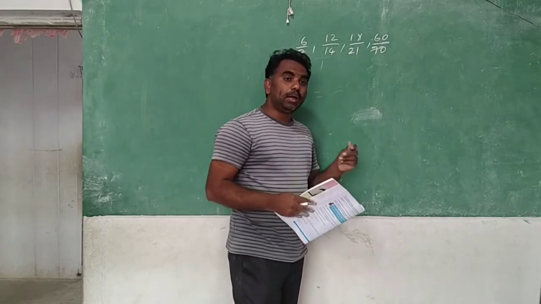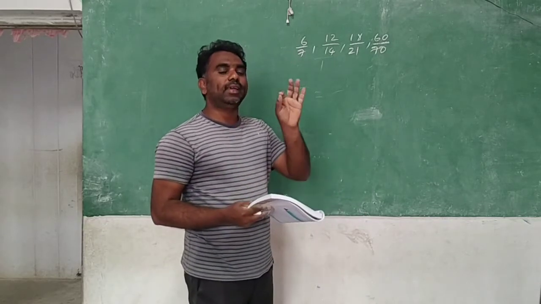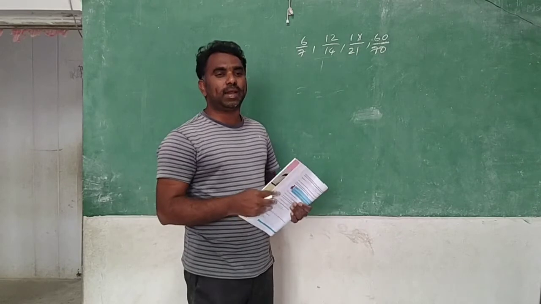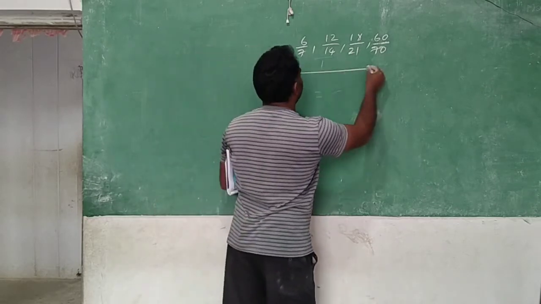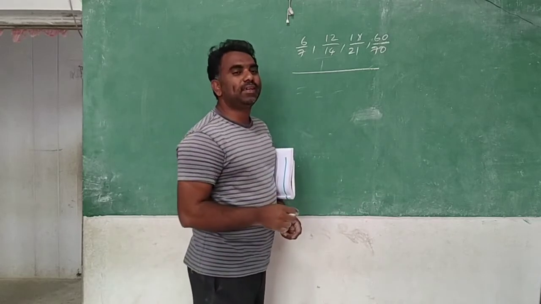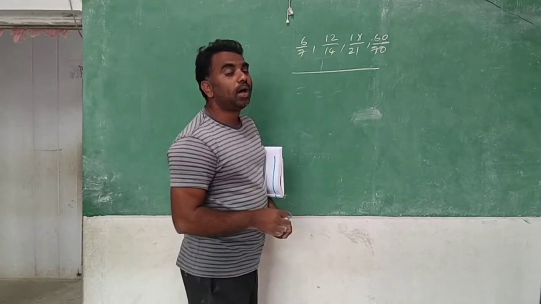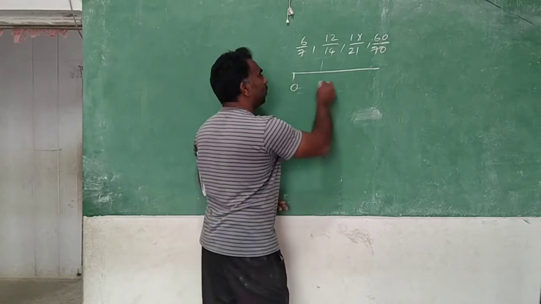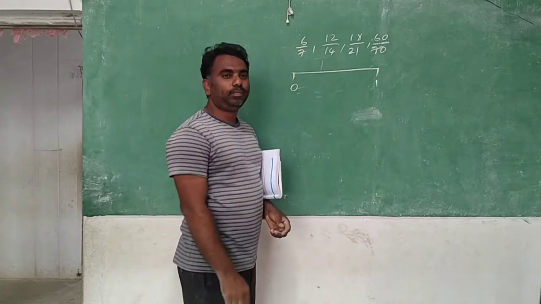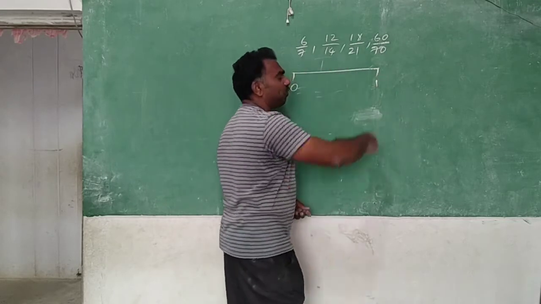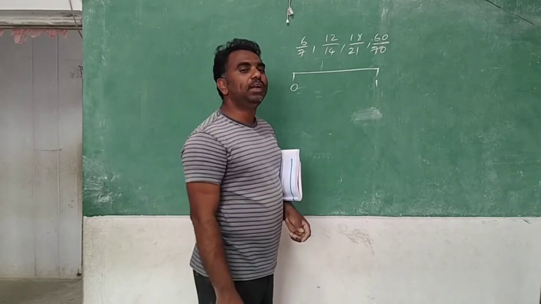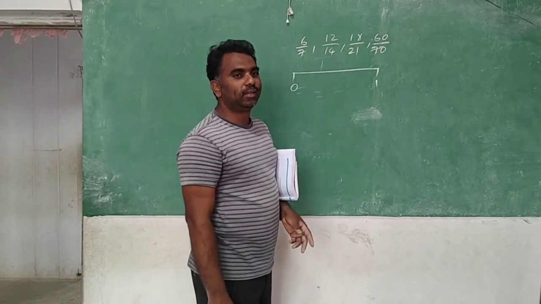And I am asking the question, are they representing the same point on the number line? You see, what is the meaning of number line? You know that it will show. 6 by 7 is what? Proper. Proper means it is in between 0 and 1 only. So these are all proper fractions only. These are all between 0 and 1 only.